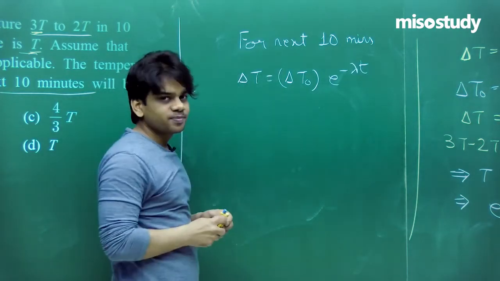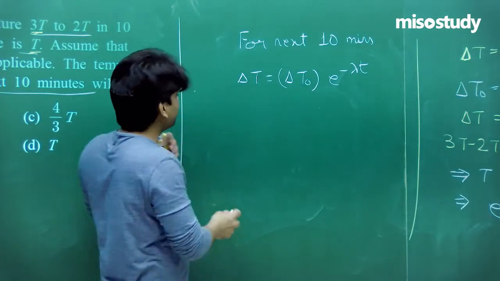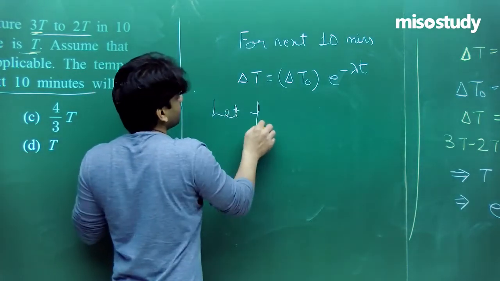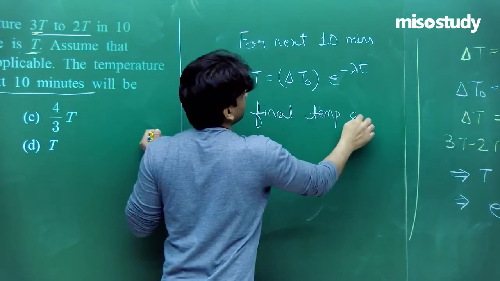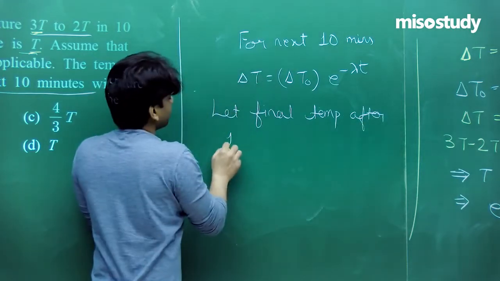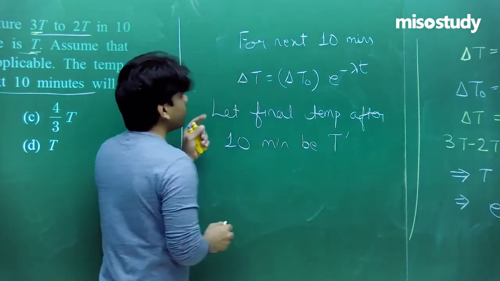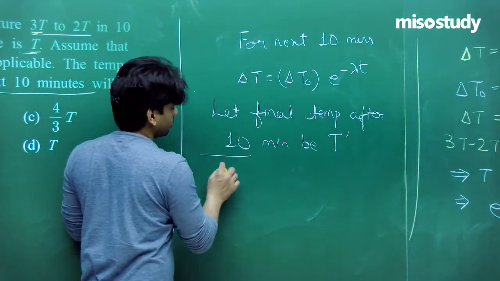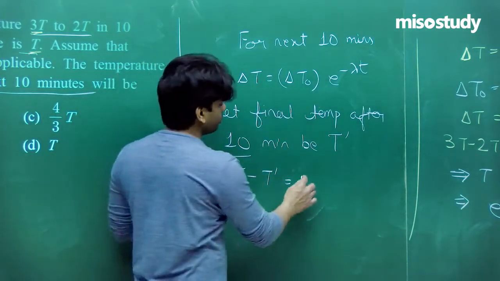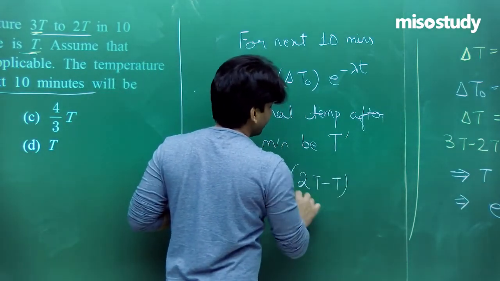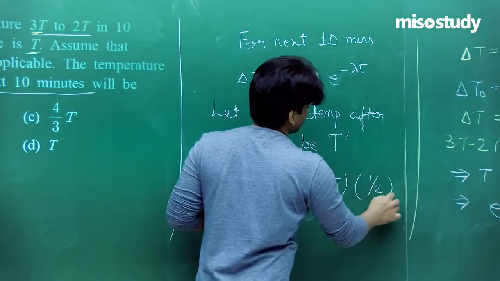Now delta T, the difference in the final temperature reached, let's say that is T dash. Let the final temperature after 10 minutes be T dash. So what we can write is delta T will be 2T minus T dash, equal to delta T naught, that will be 2T minus T, e to the power minus lambda T. We have evaluated that is equal to 1 by 2. Substitute here 1 by 2.